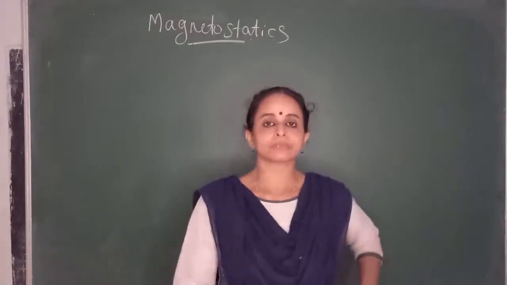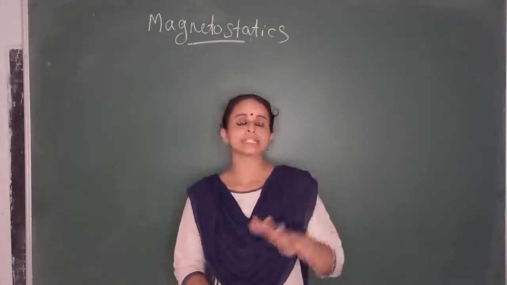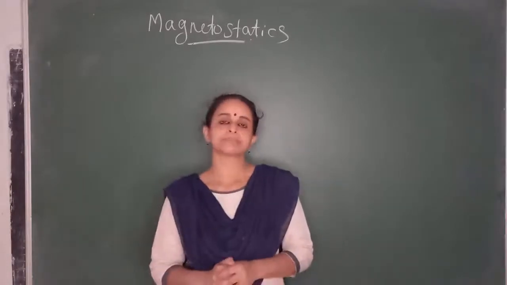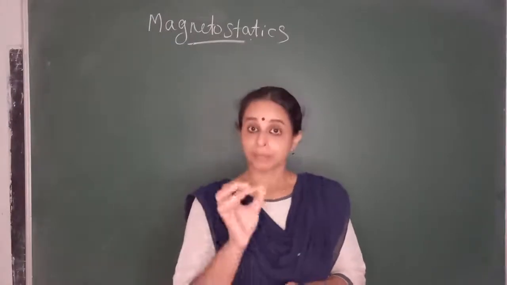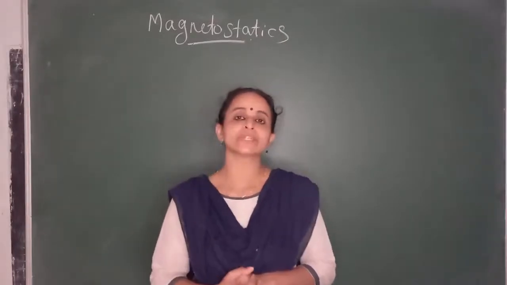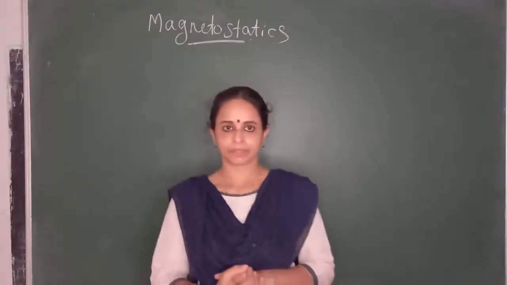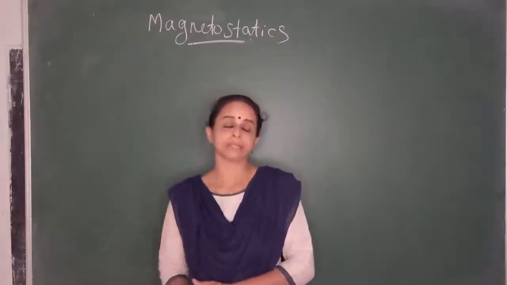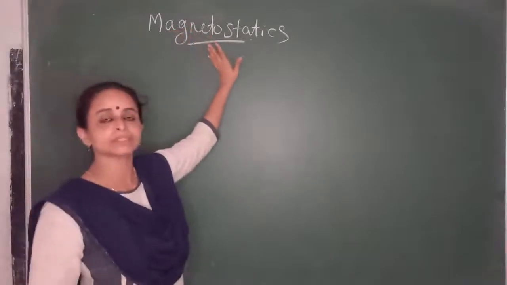So what is the difference between electrostatics and magnetostatics? Magnetostatics deals with moving charges. Even though the name is magnetostatics, here we are dealing with moving charges, but at a constant velocity. That means we are dealing with steady currents, that is, the current is not varying with time. If the current is varying with time, then you can call it electrodynamics.